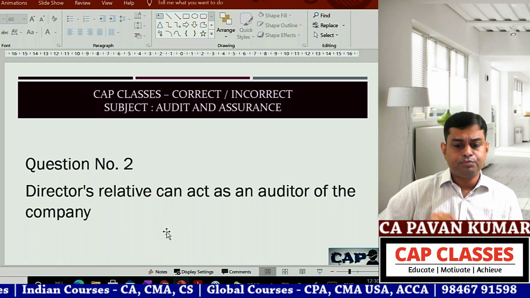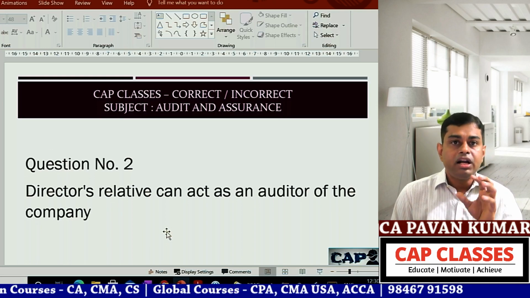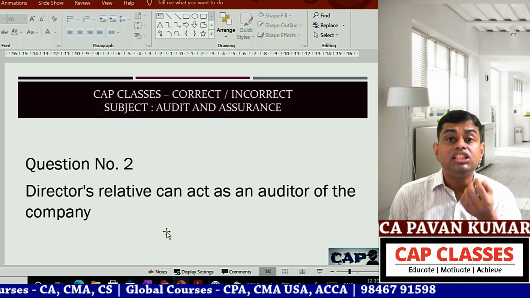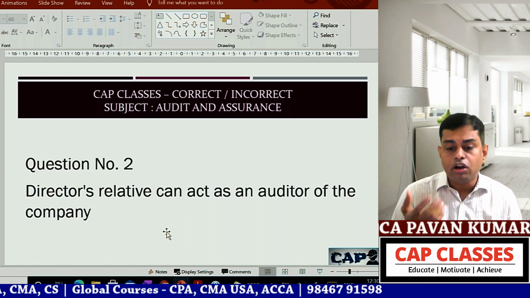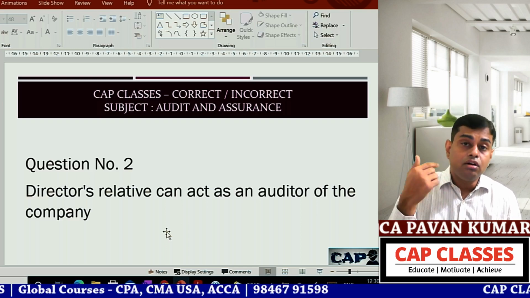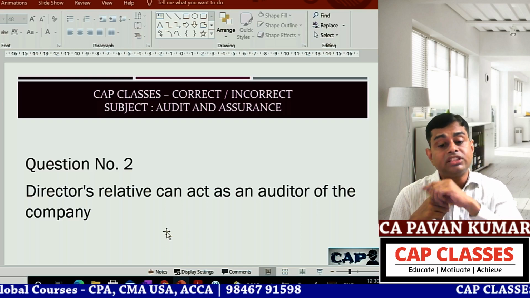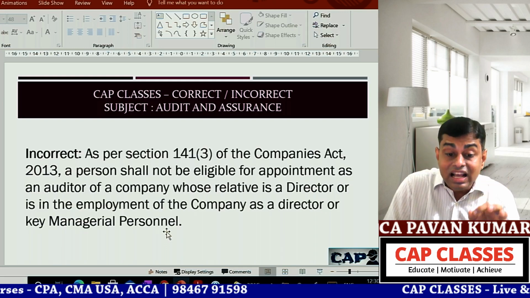A director's relative can act as auditor of the company. Seriously, beta, there are certain things called disqualifications of the auditor. In the disqualifications of the auditor, what are there? Body corporate is there, employee of the company, officer of the company is there, and then partner or employee of an officer or employee is there, and then director's relatives are also clearly covered.